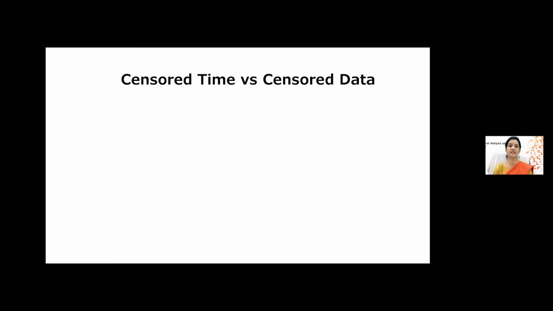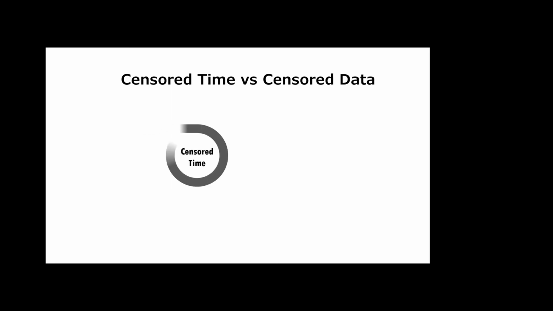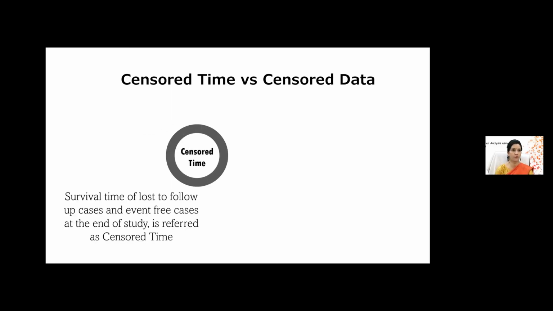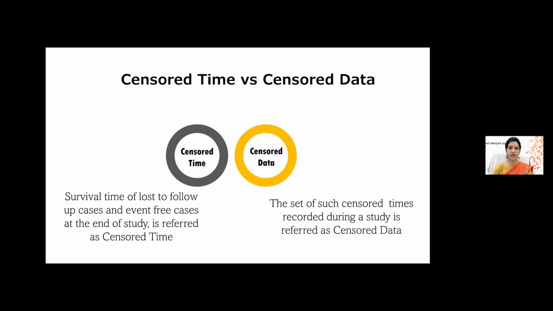Second is the censored time and censored data. For those individuals who were lost to follow up, you don't have the outcome with you. In that case, that is the censored time. So censored time is the survival time of cases lost to follow up, or where you could not measure the event, or the event has not happened. All that data set of censored time is known as the censored data.